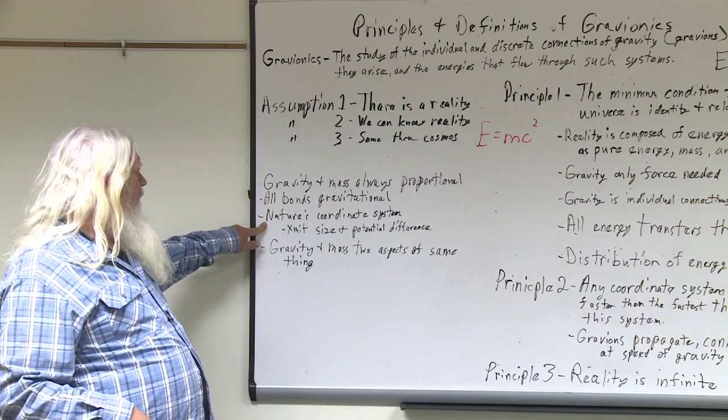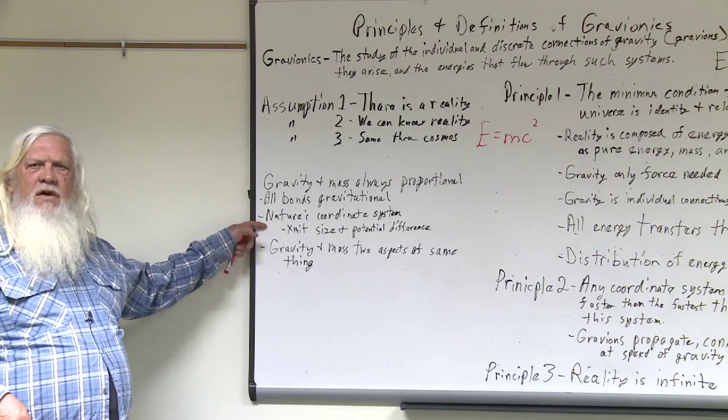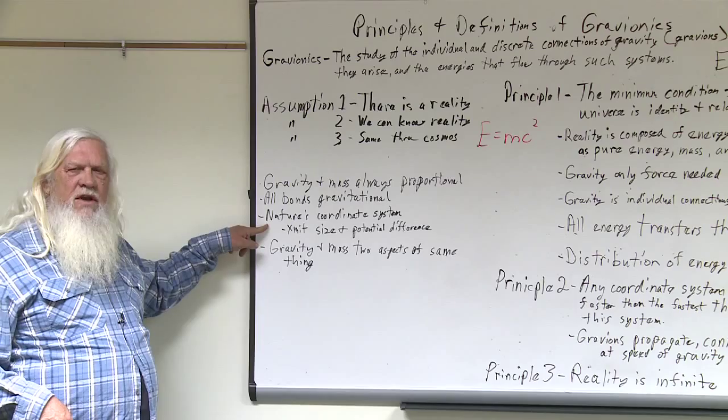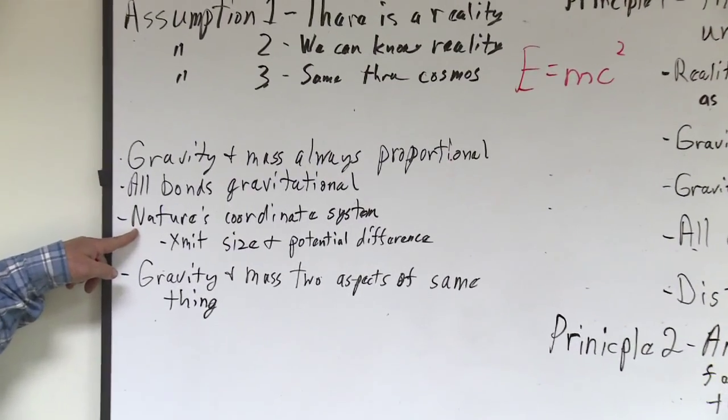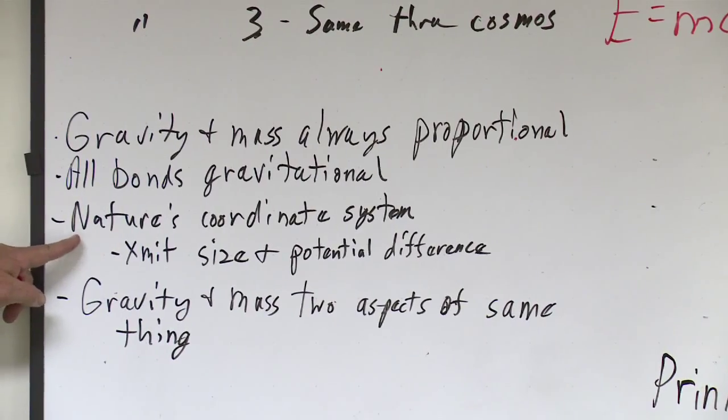Also, one of the premier things is gravionics is made of individual and discrete connections. And these connections form nature's coordinate system. It's how she keeps track of things.